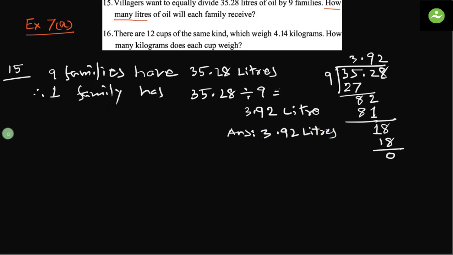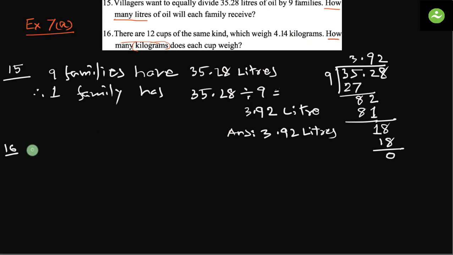Next one, 16. There are 12 cups of the same kind which weigh 4.14 kilograms. How many kilograms does each cup weigh? So this is the answer we have to find. How many kilograms? So kilogram will be the unit of the answer. So when we write the text, we have to put the quantity, the kilogram, on the right side. So 12 cups weigh 4.14 kilograms. That's how we are going to write.